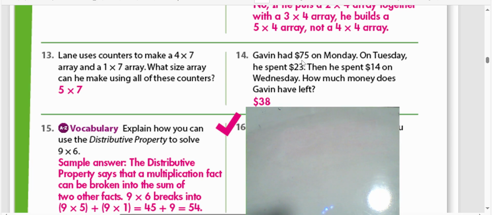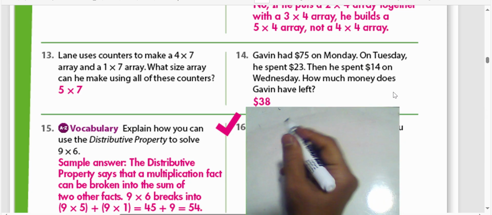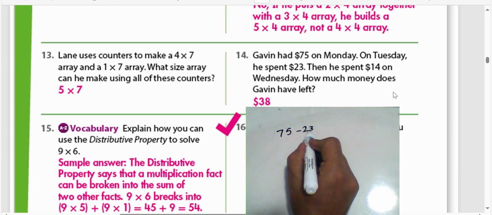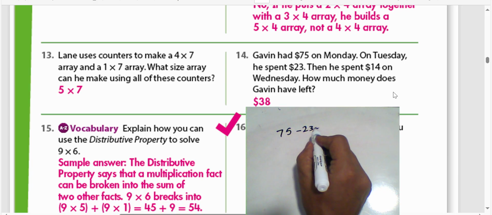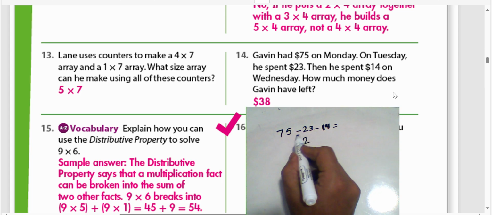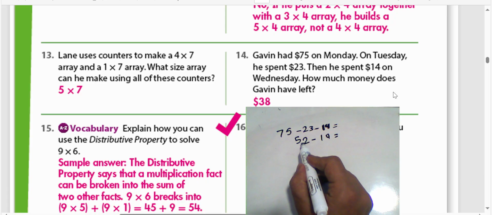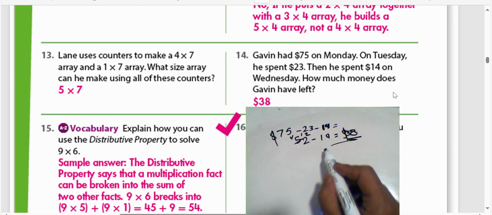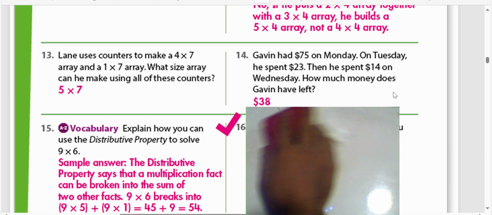Jevin had $75 on Monday. On Tuesday he spent $23, then he spent $14 on Wednesday. How much money does Jevin have left? Okay, he had $75 on Monday. On Tuesday he spent 23. Then he spent 14. Then the result will be what? 5 minus 3 equals 2 and 7 minus 2 is 5, and then subtract 14. 12, borrow 1. 12 minus 4 equals 8 and 4 minus 1 equals 3. Then the result will be $38 was left with him.